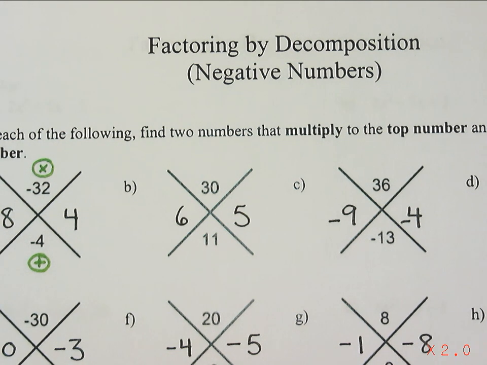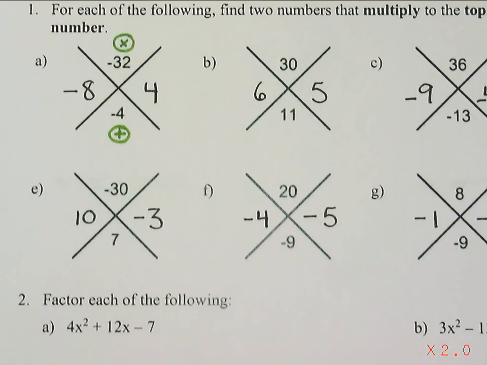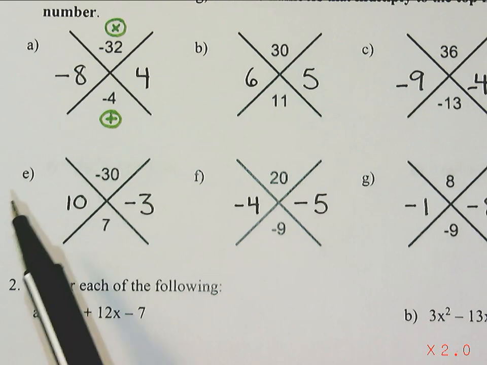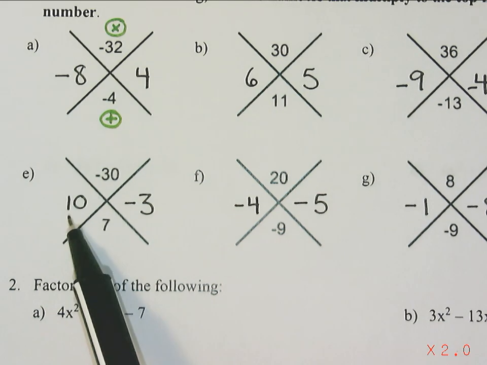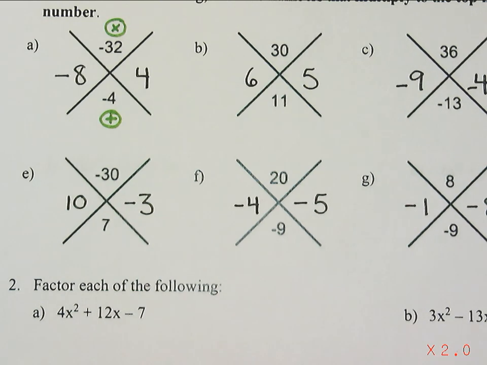This is the next part of our video on factoring by decomposition with negative numbers. So I did ask you to take a minute and try E, F, G, and H on your own, so we are just going to check in. For E, the numbers I chose were positive 10 and negative 3. It does not matter which one you wrote down first.